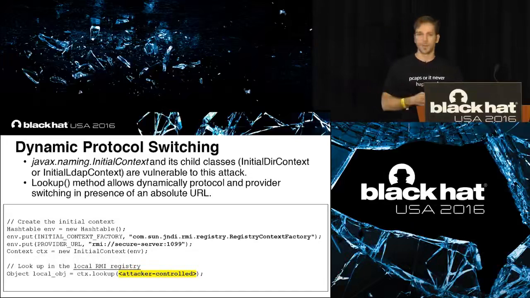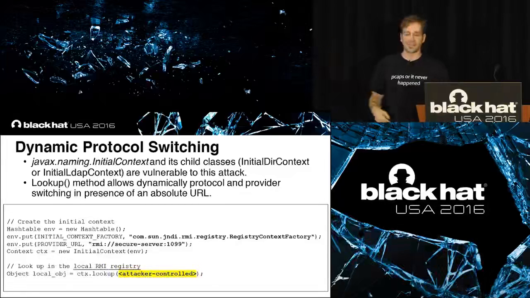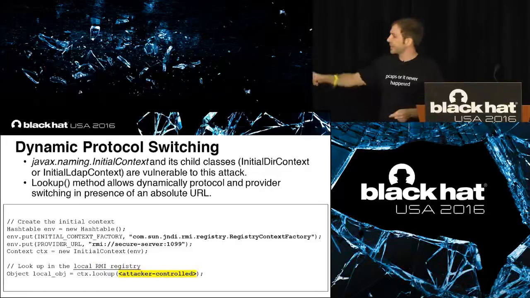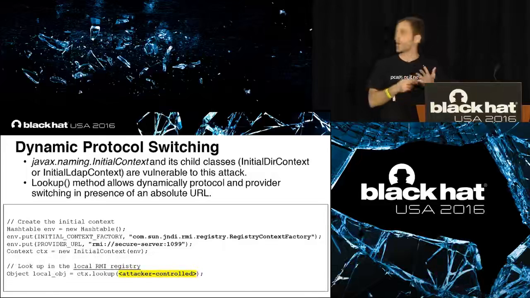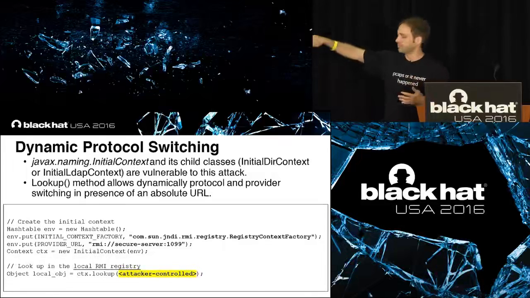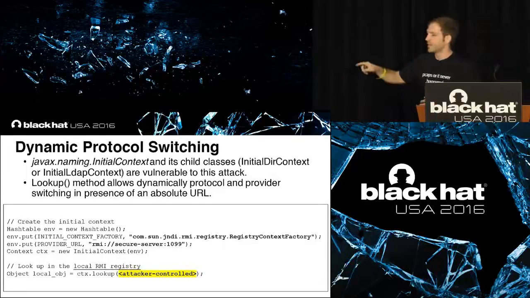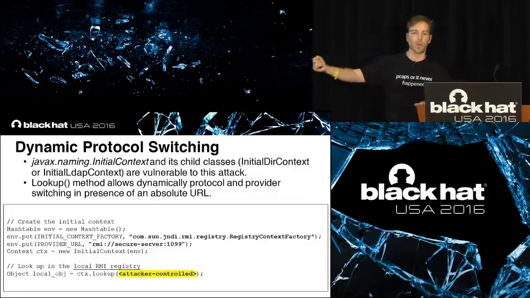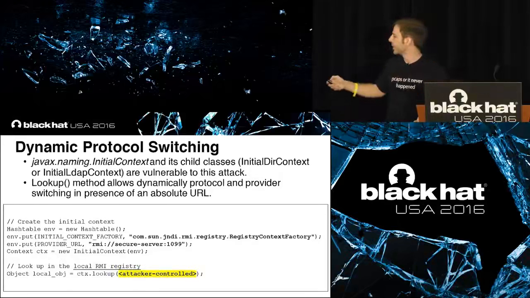and provider URL. However, this is not true, and the reason is that JNDI implements something that we call internally dynamic protocol switching. If the attacker is capable of providing an absolute URL, they will be able to override the default provider type and also the default provider URL. With that, they will be able to point the lookup operation to their own server and then return the JNDI reference to trigger the remote code execution payload.